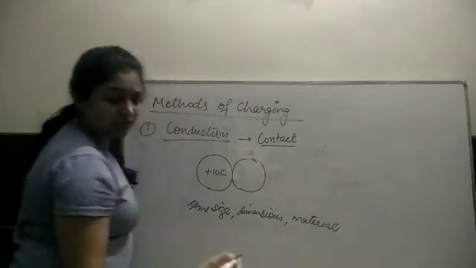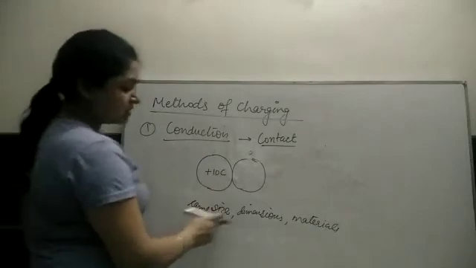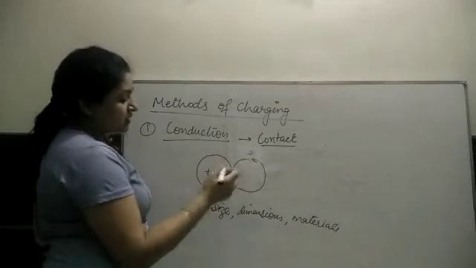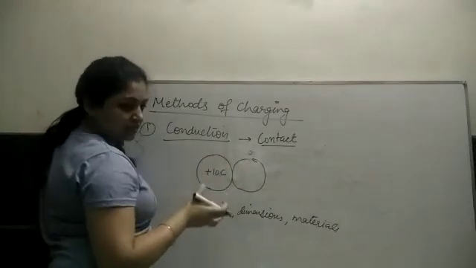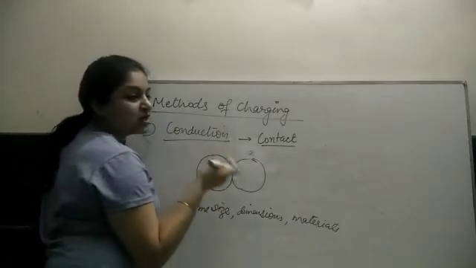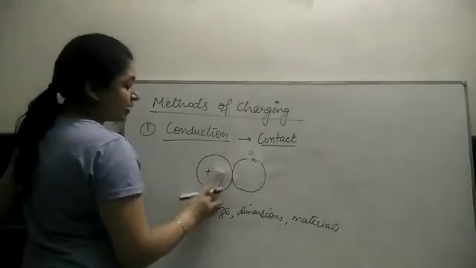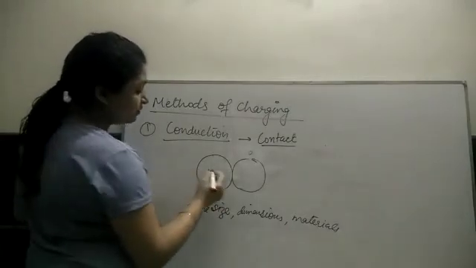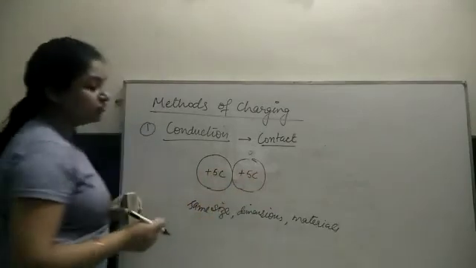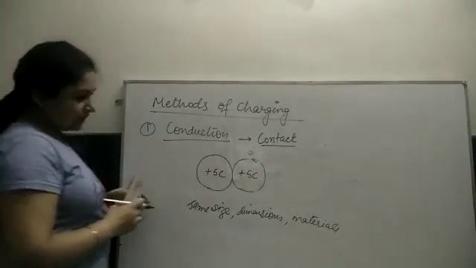In NCERT you will see some of the numericals where identical spheres are used. Identical means their sizes, their dimensions and their materials are the same. When identical spheres come in contact with each other, one charged body will charge the other body and the charges would be uniformly distributed, means after the equilibrium is set up, both of the spheres will get the same charge, that is 5 coulomb. So this is one of the methods by which you can charge another body.